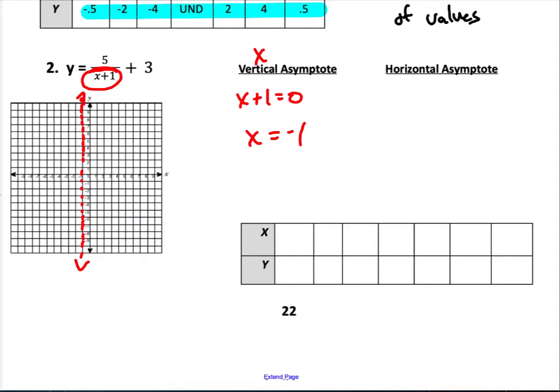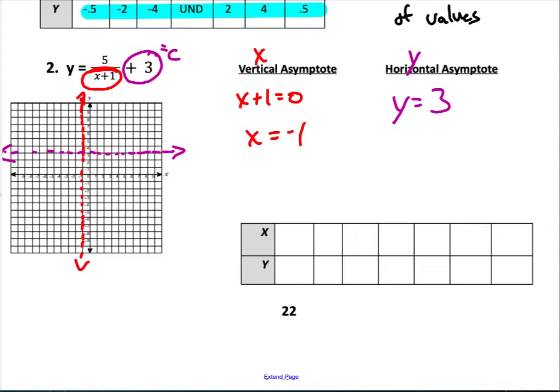For the horizontal asymptote, that's going to be the y value. What y value doesn't work? Well, remember, the y value is based on c, what is added or subtracted at the end of the problem. So in this case, my y is going to be 3. That means at a y of 3, I'm going to have a horizontal line that my points will never cross, that my line will never cross. Okay? So that gives me my guiding lines.